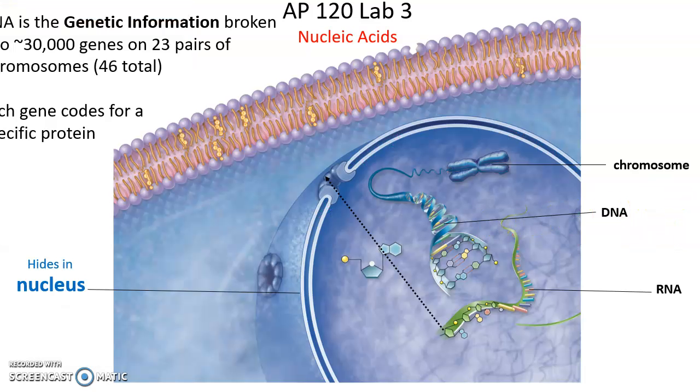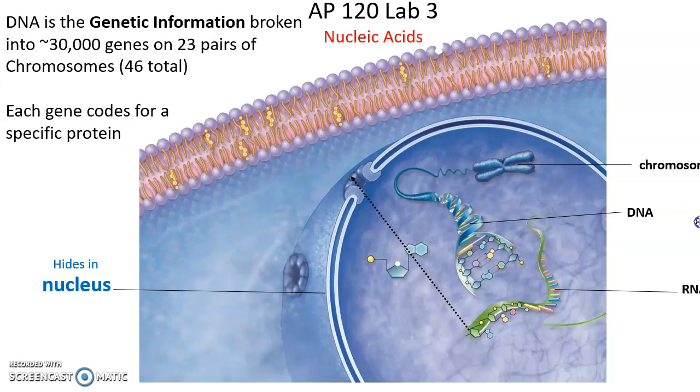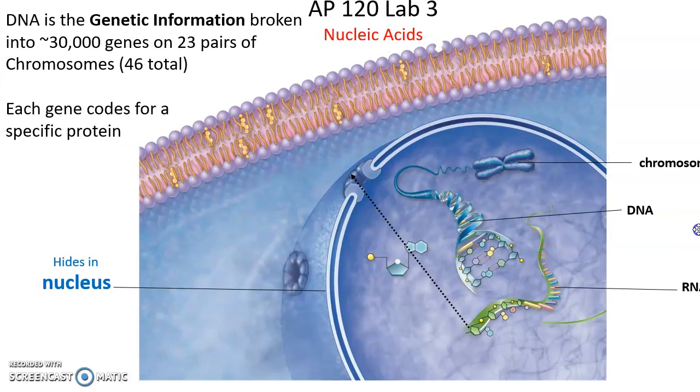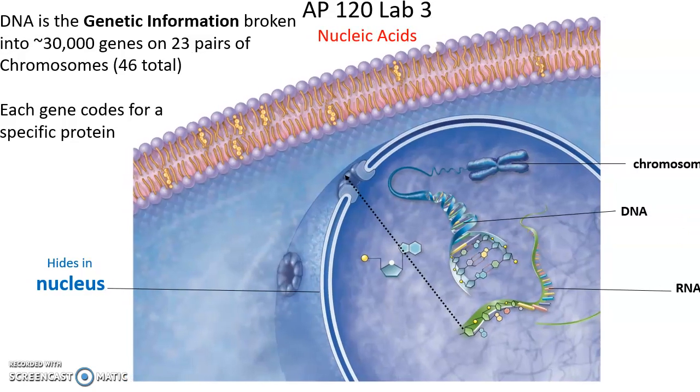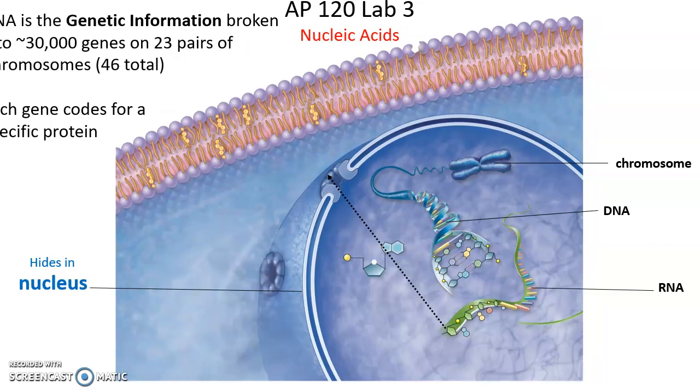So, DNA is the genetic information. It's broken up into about 30,000 genes on 23 pairs of chromosomes. That's right, most human beings have 46 chromosomes in total. Each gene codes for a specific protein. Here we have the cell membrane, here is the nucleus, and then the DNA, broken up into those 30,000 genes. Each gene will occasionally get an RNA copy produced that will then leave the nucleus. And when cell division occurs, the DNA can condense down into chromosomes.